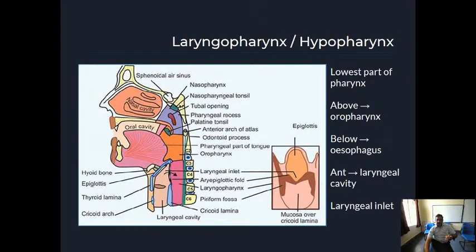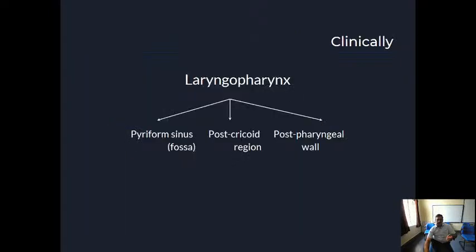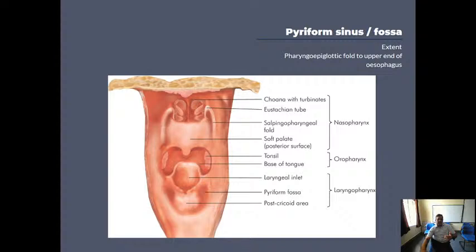Then we go into the hypopharynx. We will not go into the details, but the laryngopharynx is divided into the pyriform fossa laterally, the postcricoid region, and the posterior pharyngeal wall. This is the picture when you take out the posterior part of the pharynx. So we are looking from behind into the nasal cavity, and this is the oral cavity, and this is the larynx. We will not go into the details of the laryngopharynx.